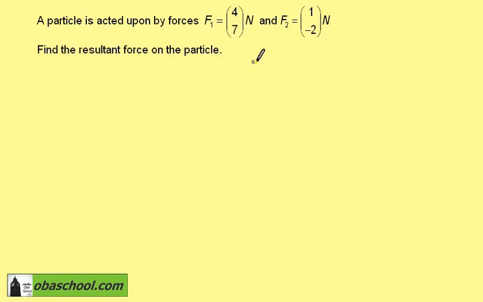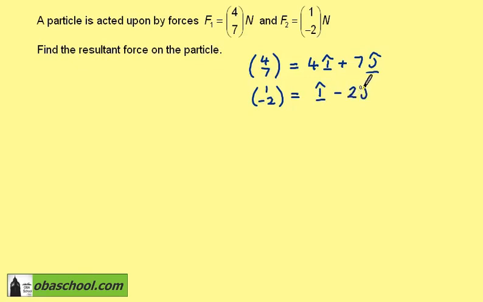Just looking at notation, the column vector (4, 7) we should know is equivalent to 4i plus 7j, where normally i is a unit vector in the x direction and j is a unit vector in the y direction. You should be familiar with both types of notation. So (1, -2) would be the same as 1i, or just i, take away 2j.